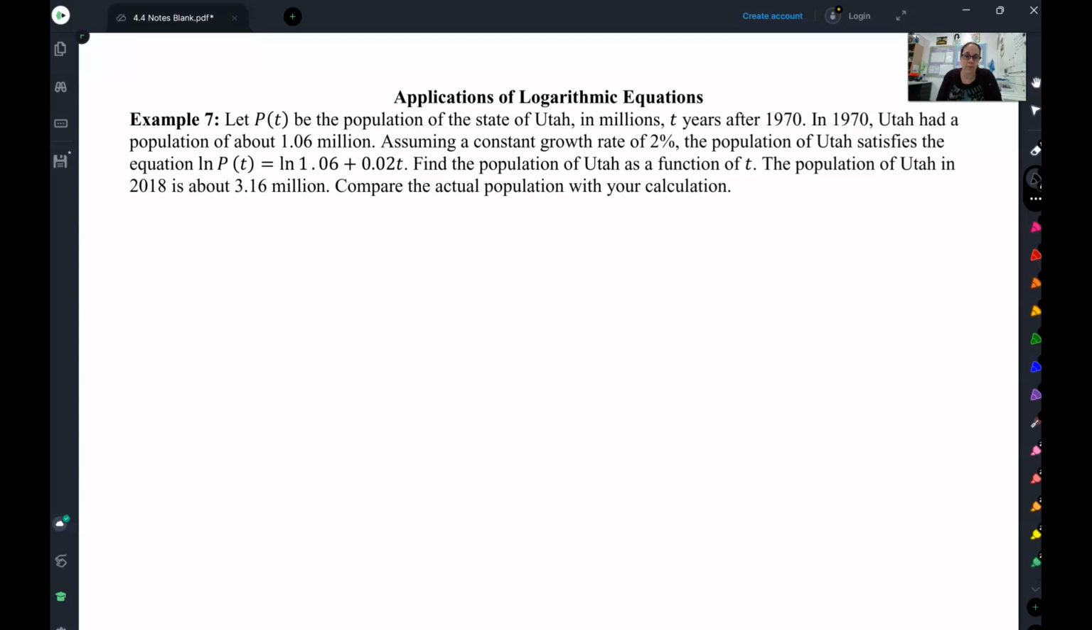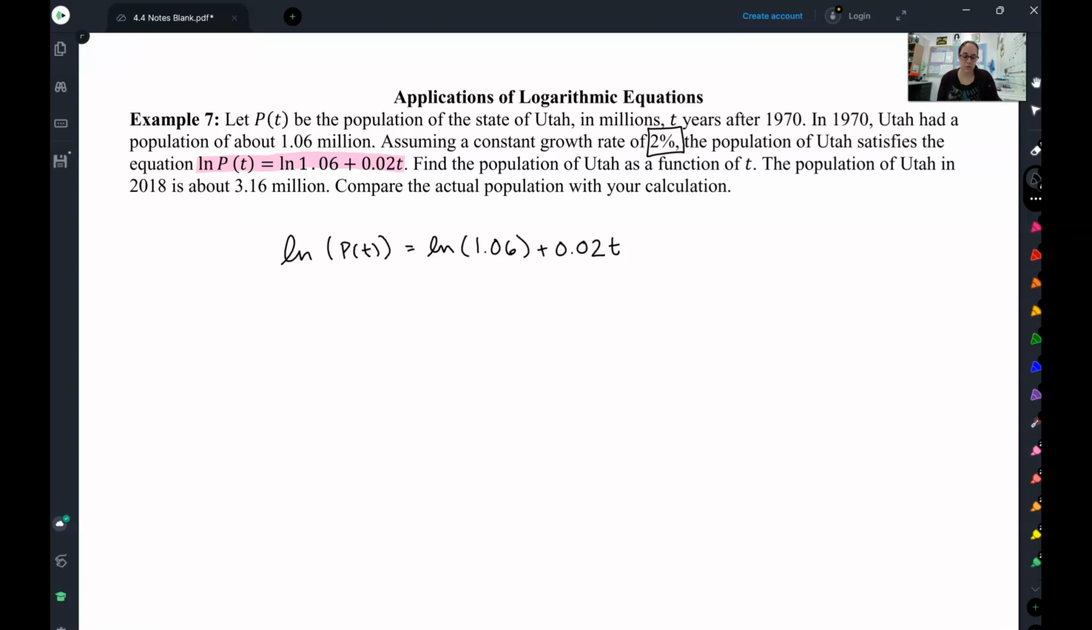Let's look at a story problem. In this story problem, we're looking at the population of Utah, focusing on this equation. I'm going to rewrite that out. So I have ln of P of t equals ln of 1.06 plus 0.02t. So this is the equation for the growth rate of Utah if Utah has a continuous growth rate of 2%.